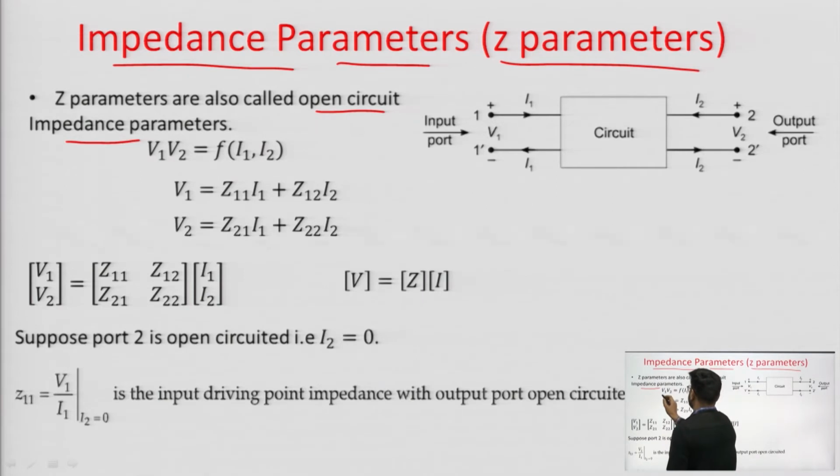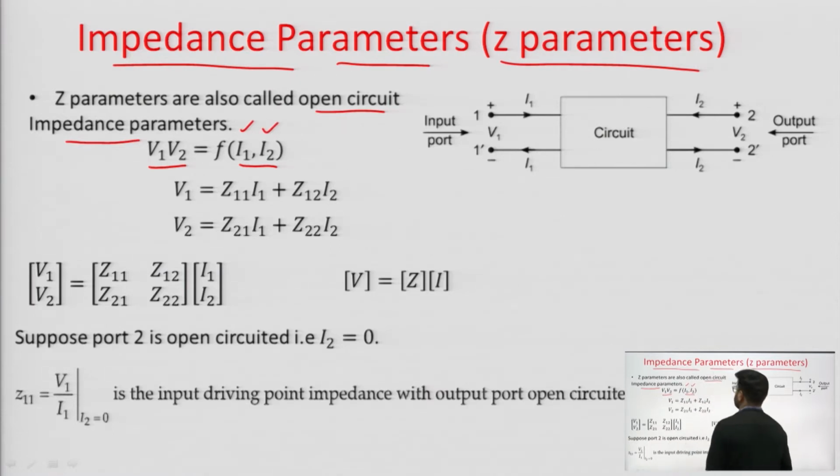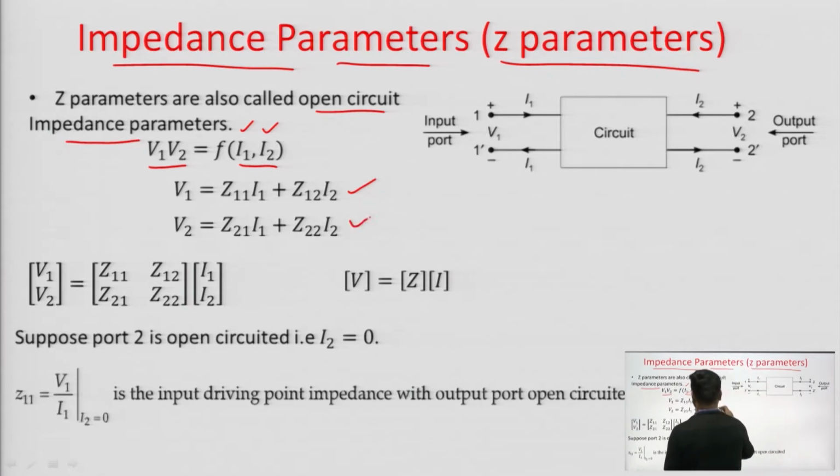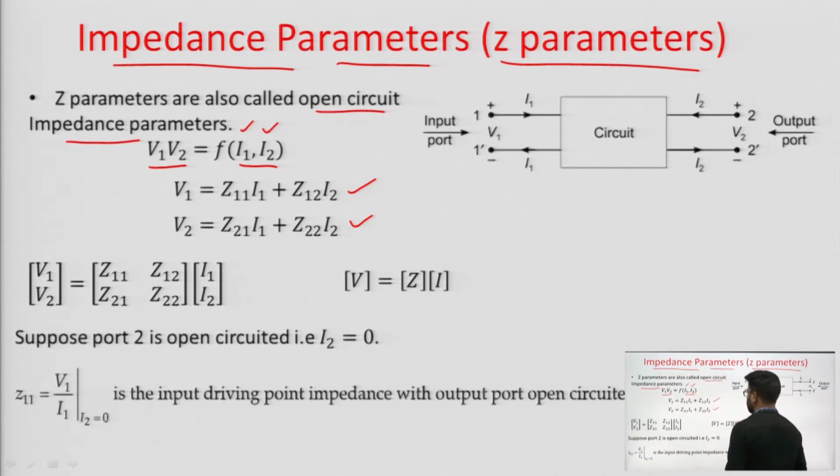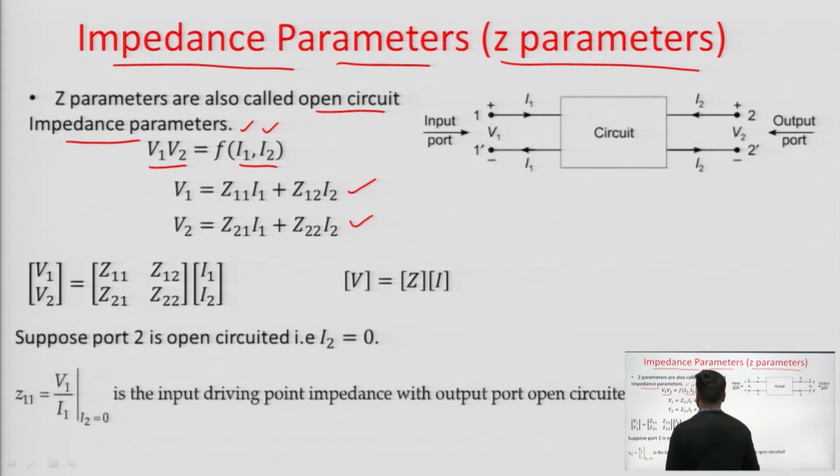We have dependent and independent quantities. The dependent quantities are V1 and V2, that is the voltage at port 1 and the voltage at port 2, and the independent quantities are the current at port 1 and the current at port 2, represented by I1 and I2. The equations involved in our two port are V1 equals Z11 I1 plus Z12 I2, and V2 equals Z21 I1 plus Z22 I2. Here Z11, Z12, Z21 and Z22 represent the Z parameters of the circuit.